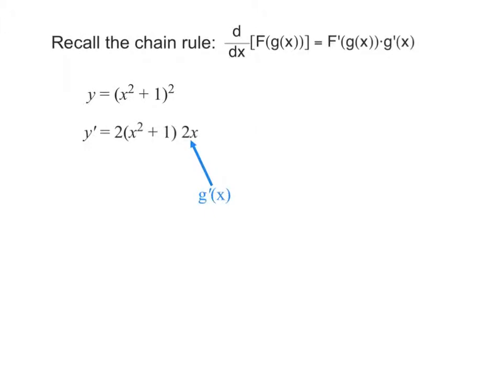Let's go back to the chain rule from chapter 2. There we said that the derivative of a composite function is the derivative of the outer function times the derivative of the inner function. Here's an example of that. If y equals (x squared plus 1) squared, then its derivative would be 2 times (x squared plus 1) times 2x. It's that n part that gets attached onto the end.